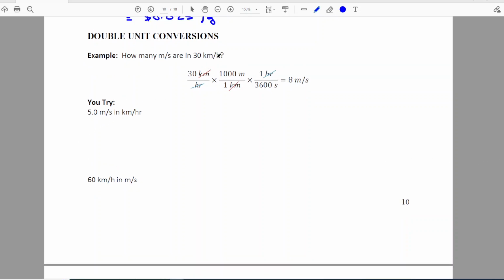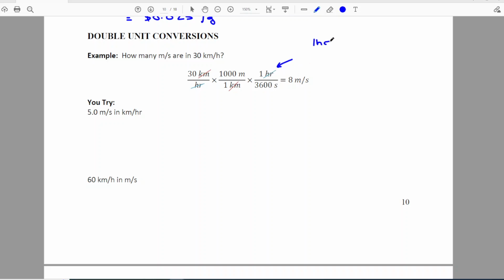So for example, if I want to go from kilometers per hour into meters per second, I have kilometers per hour. I want to convert the kilometers to meters, and then I want to convert the hours into seconds. So I'm converting a numerator dimension and a denominator dimension. The only thing that people kind of get confused with is that maybe you don't know that an hour is 3,600 seconds.